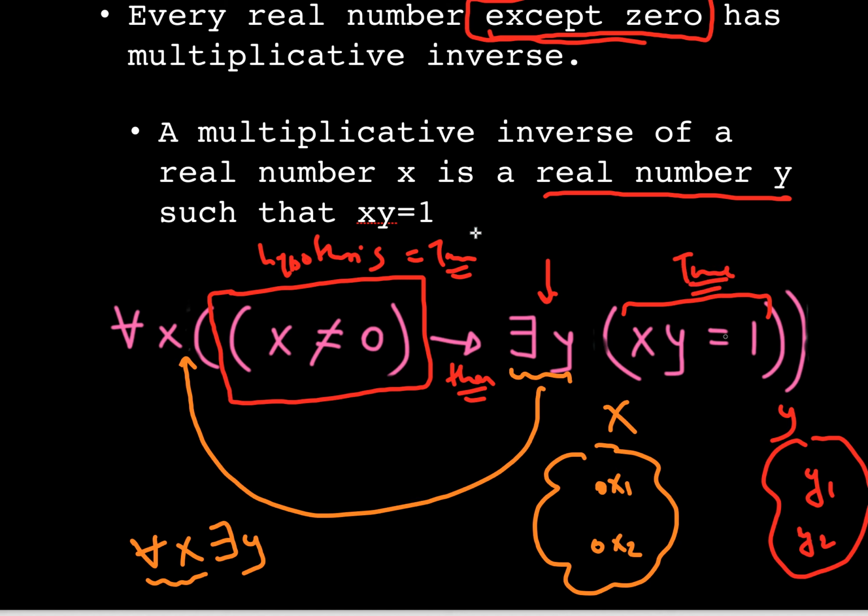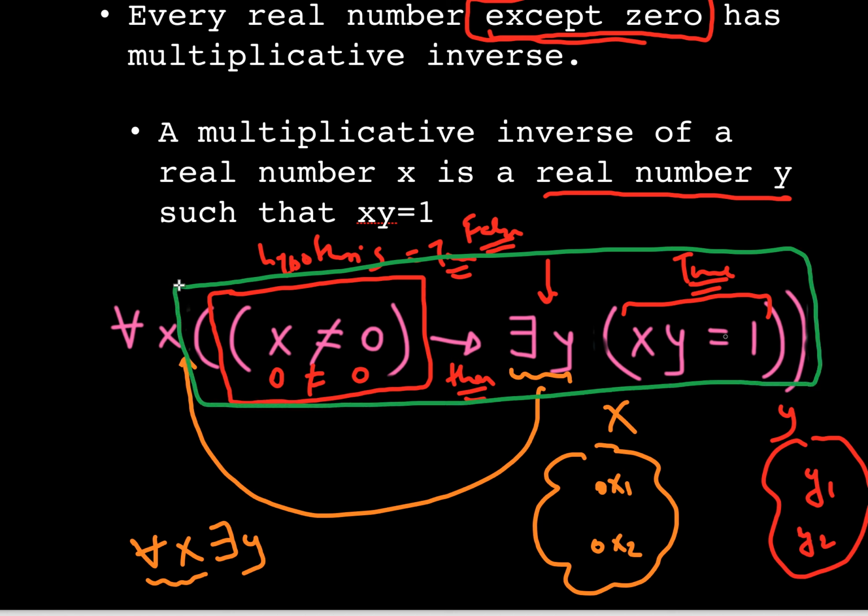But if the hypothesis is false, and the hypothesis will be false when you have x being 0, so 0 not equal to 0 is false, then it doesn't matter what the conclusion is. The conclusion in this case is going to be false as well, because there's no such y that exists. But that doesn't matter, because for the conditional statement, this entire piece is also going to be true. When the hypothesis is false, it doesn't matter what the conclusion is. Everything in green is still going to be true. So this box in green is going to be true for all x's.